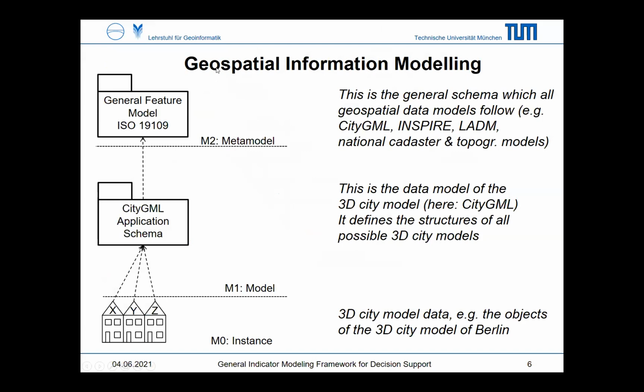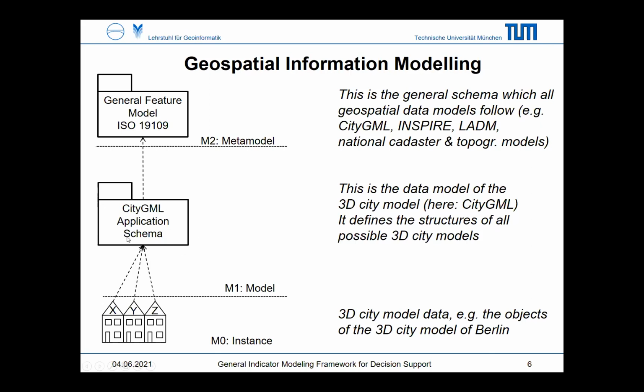Now, to sketch the idea, let's assume we have the different levels of modeling. For example, geospatial information modeling, as supported by ISO 19109 and also the national data models that are being used, resides on different levels of this MDA hierarchy. In the lowest level, let's assume we are looking at CityGML as a specific application schema. Then on the lowest level, M0, the instance level, we have the objects of a specific city model, for example, the buildings of Berlin. These are the instances, and they are all modeled according to that data model. That's basically CityGML, and CityGML defines the structures of all possible 3D city models. CityGML is being used not only in Berlin, but also in Singapore, Tokyo, Hong Kong, Rotterdam, Zurich, etc. So in many, many cities around the world.